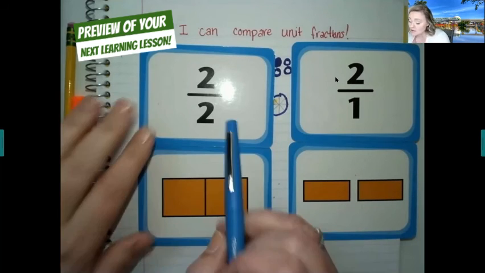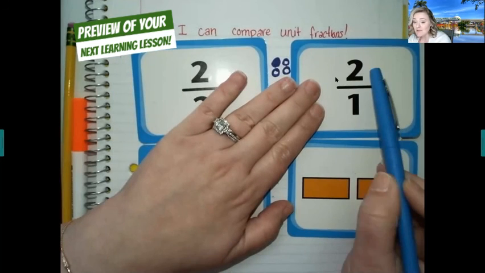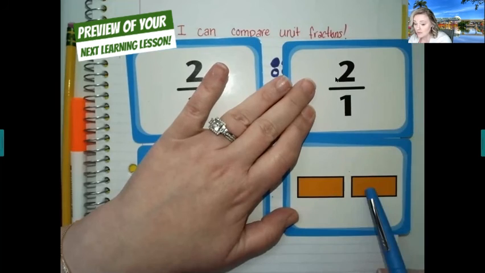But 2 out of 2 just means that you have both pieces in the whole, and 2 out of 1 means that you have 2 parts, but there's 1 in each part. So 2 out of 1.